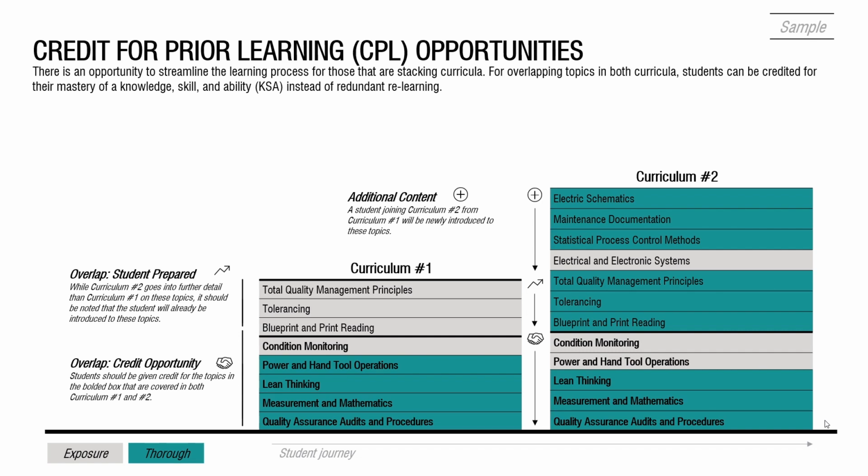So they either have the same amount of coverage in curriculum 1 as curriculum 2 or more coverage in curriculum 1 than curriculum 2. So we would identify those as credit opportunities. In the middle boxes there, again, we have those student prepared topics. So examples here are total quality management principles, tolerancing, and blueprint and print reading. So we can see that in curriculum 1, there's only exposure within the curriculum to those 3 topics, whereas in curriculum 2, students gain more of a thorough coverage of those 3 topics. So students would be prepared with that foundational knowledge, but not necessarily ready to continue on within their learning journey.